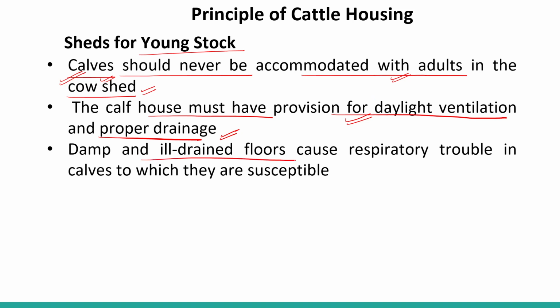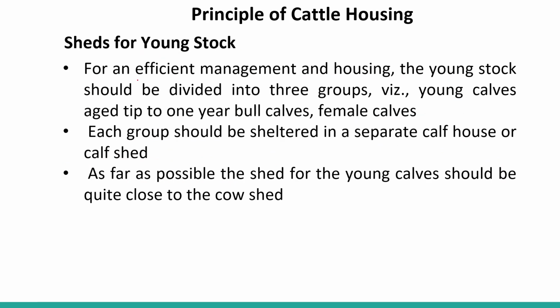Damp and ill-drained floors cause respiratory trouble in the calves, to which they are susceptible. So the wall should not be damp, the floor should not be damp, and ill-drained floors are not allowed. For efficient management and housing, the young stock should be divided into 3 groups. All the young stock should not be kept together. We should divide it into 3 groups: young calves, age 1-2 year bull calves and female calves.